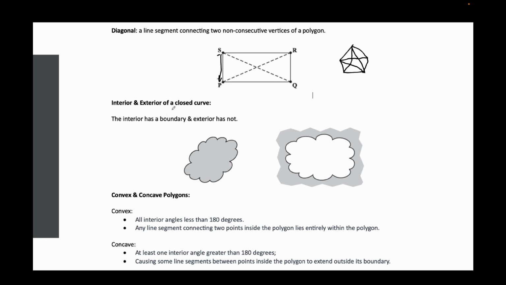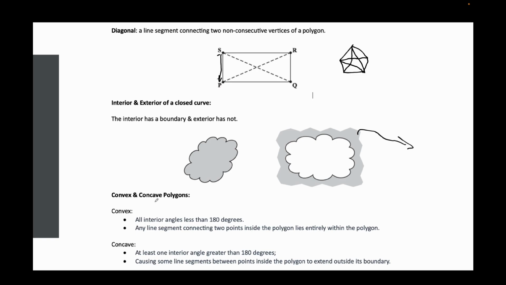Next we have the interior and exterior of a closed curve. As you can see, this is a closed curve. The interior has a boundary and the exterior does not. As you can see, this figure is enclosed within a particular boundary, and for the exterior there are no such boundaries, so it can extend indefinitely. So this is the difference between the interior and exterior of a closed curve.